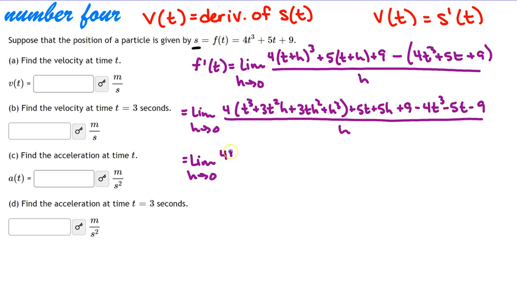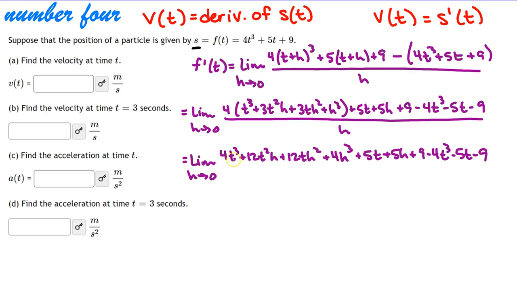So we have 4t cubed plus 12t squared h plus 12th squared plus 4h cubed plus 5t plus 5h plus 9 minus 4t cubed minus 5t minus 9 all over h. And remember, if that all went properly, some things should cancel, leaving us just with terms that have a factor of h in them. 4t cubed cancels with minus 4t cubed.